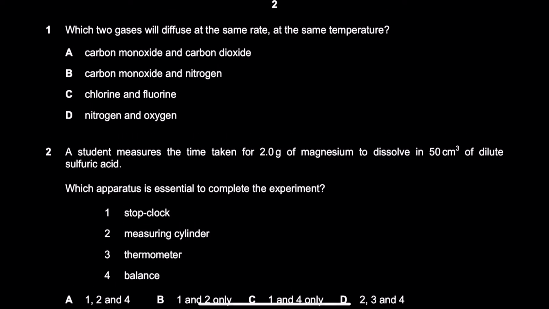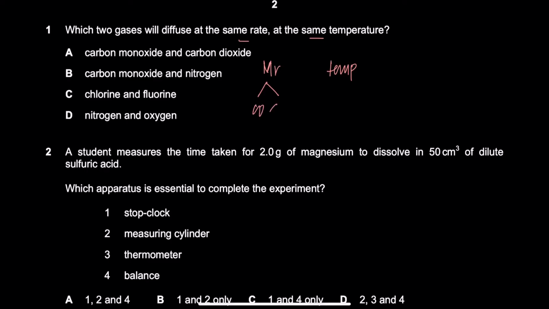Question number one says, which two gases will diffuse at the same rate? Now, the rate of diffusion actually depends on the Mr and it depends on the temperature. And it's saying it has the same temperature. So if the temperature is constant, the only thing that'll determine the rate of diffusion is the Mr. And since the rate of diffusion is going to be the same, you'll realize that the Mr should actually be the same.